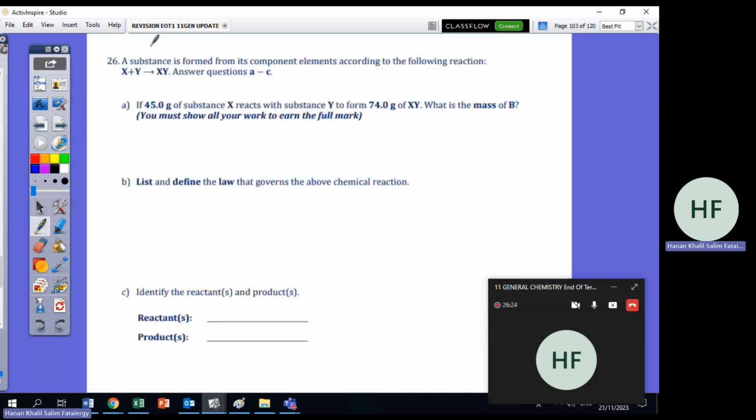Okay, yeah. A substance is formed from its component elements according to the following reaction. X plus Y gives me XY. The reactants, of course, are these. The products are these. If 45 grams of substance X. Okay, let me copy the reaction here with bigger handwriting. 45 grams of substance X reacts with Y to form 74 grams of XY. What is the mass of Y?